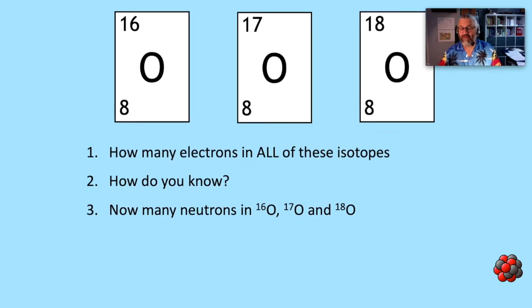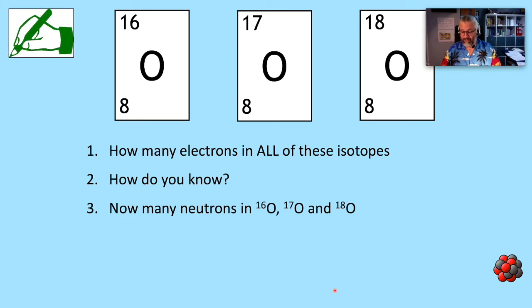Okay, let's go through the answers. Get your green pen out. How many electrons in all of these 3 isotopes? 8. Because whatever the proton number is, there's an equal number of electrons because the positive charges and the negative charges cancel each other out. That's how I know.